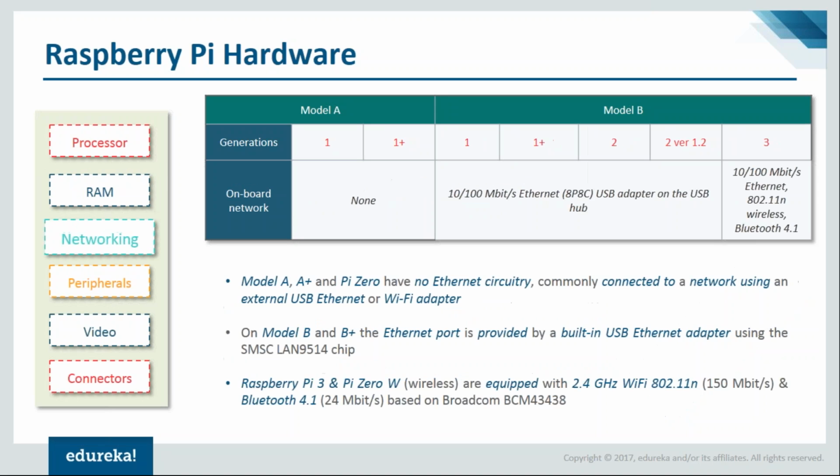Now moving forward, in terms of networking capabilities, the Model A of Raspberry Pi did not have any such features, but from Model B of version 1 itself, you had an Ethernet port which was introduced, and from version 3 you also have Wi-Fi and Bluetooth capabilities introduced as well.